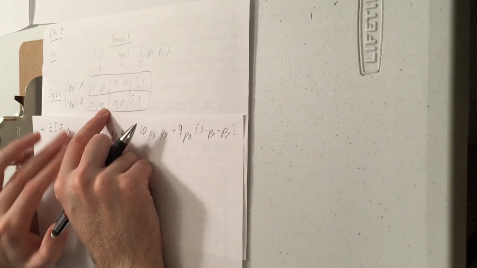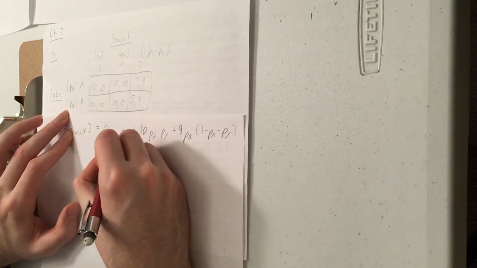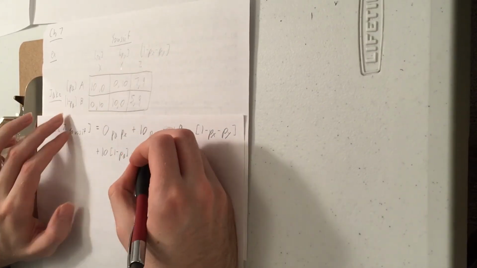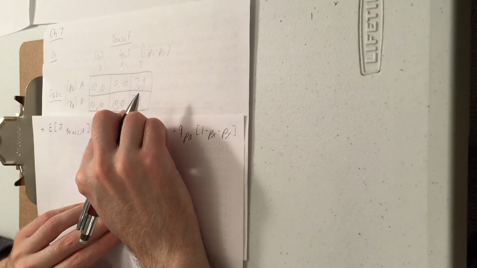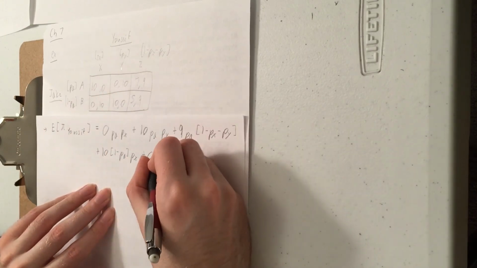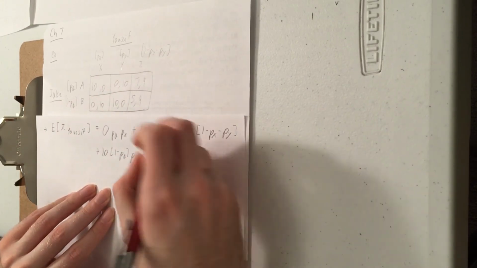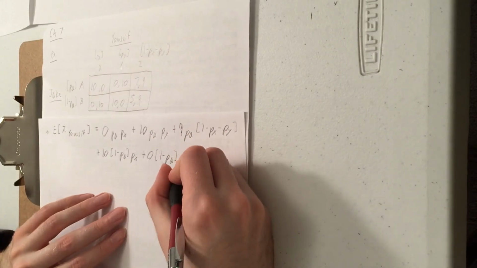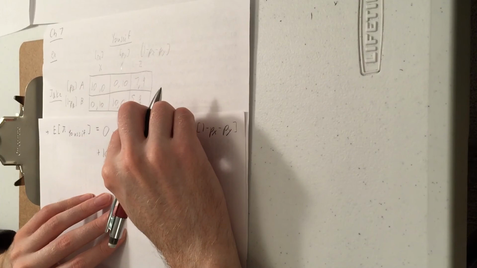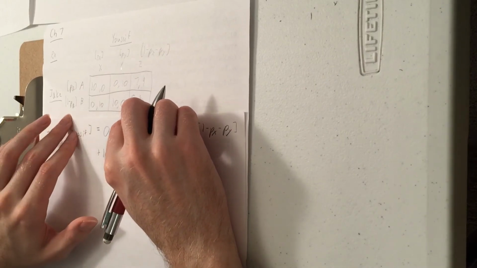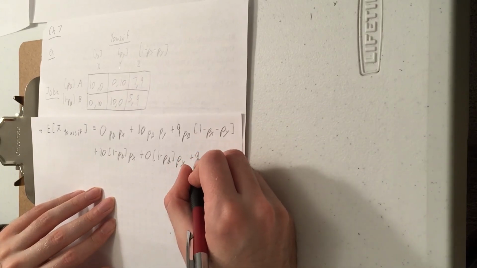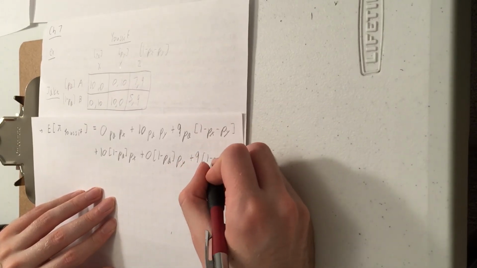Could get a 10. Probability of that happening is 1 minus PA times PX. Could get a 0. Probability 1 minus PA times PY. Could get 9. So the probability is 1 minus PA times 1 minus PX minus PY.